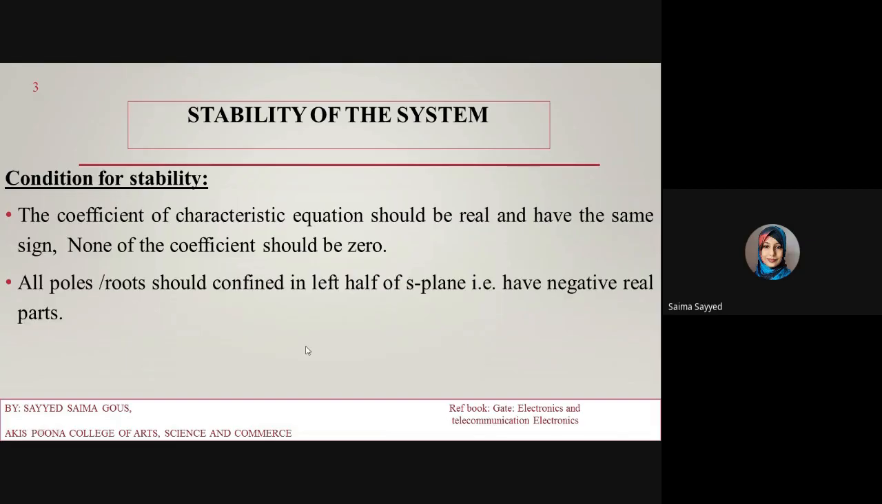Then all poles or roots should be confined to the left half of the S plane, that means they should have a negative real part. Suppose this is my S plane, where this is the sigma real axis and this is the j omega imaginary axis. So all poles should be confined to the left half of the S plane. Then the system is said to be stable.